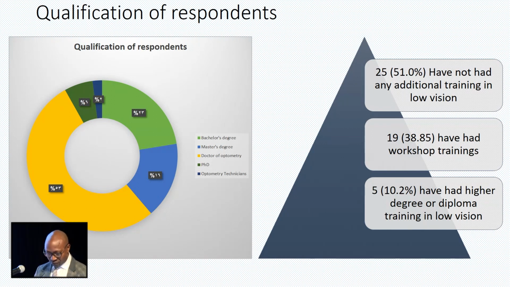Now, of these 49, 51% have not had any additional training in low vision beyond the undergraduate low vision course that they had. 19 have had workshop trainings, and we couldn't place this kind of workshop, whether it is a short course or maybe during a conference such as this, where you attend a 1 hour or 2 hour workshop, so we couldn't tell the adequacy of that level of training in low vision. 5 persons, that's about 10%, indicated that they have had a higher degree or diploma training in low vision.